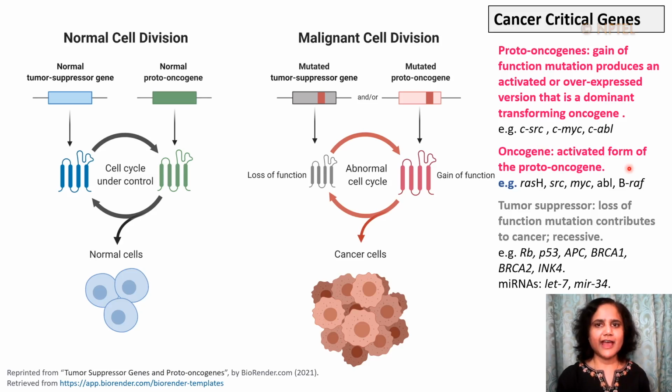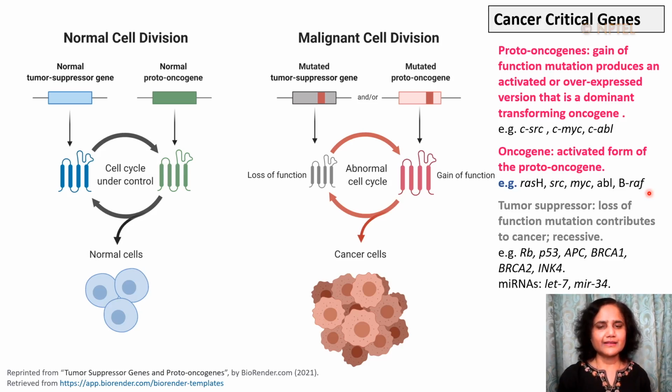An oncogene is the activated form of the proto-oncogene, and examples of this are any of the activating mutations that convert a proto-oncogene into an oncogene, but very often these genes were present in the viruses which caused cancer. Examples of this are RAS-H, RAS-K, not mentioned here, Src, Myc, Abl, and BRAF, and of course there are many more examples. These are not the only examples. You can look up many more interesting examples of oncogenes in the literature.